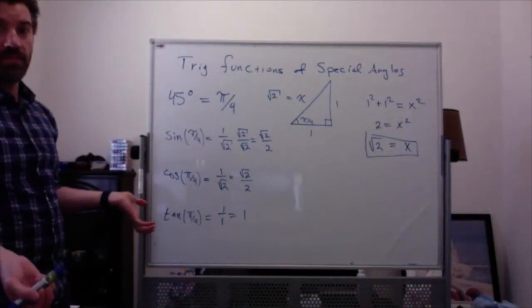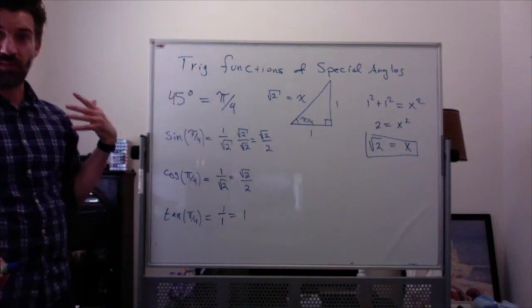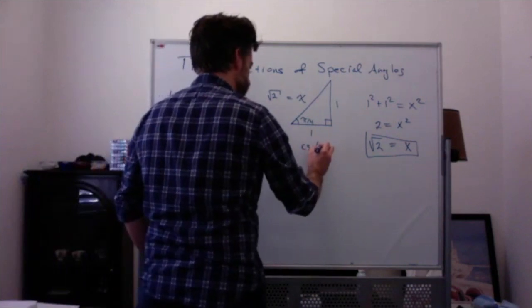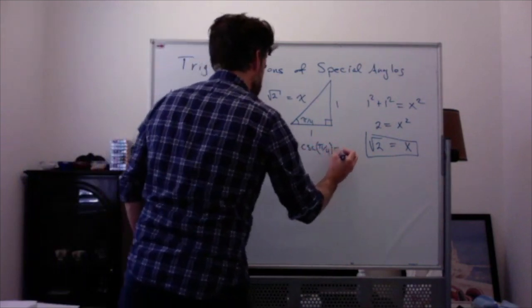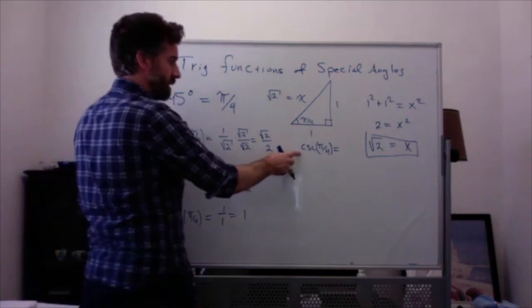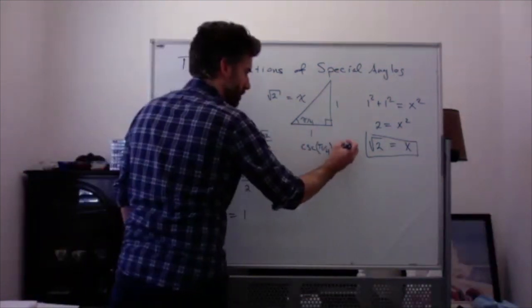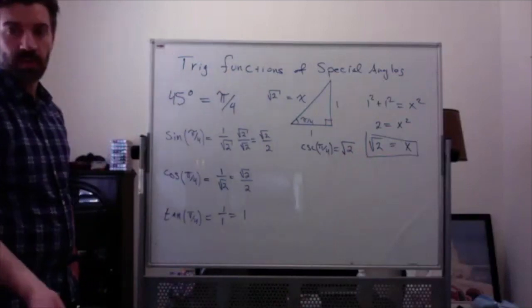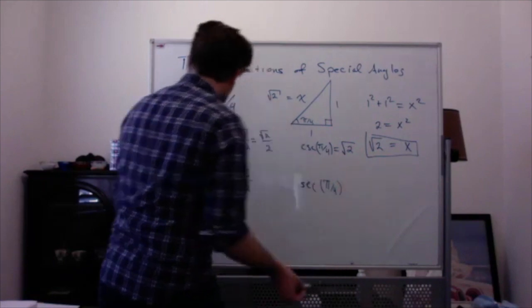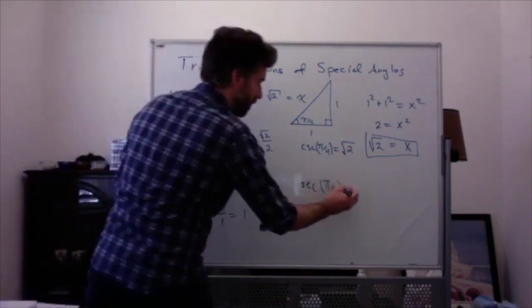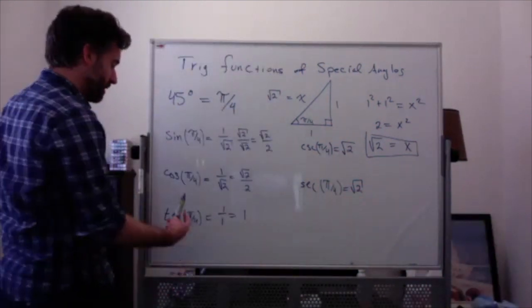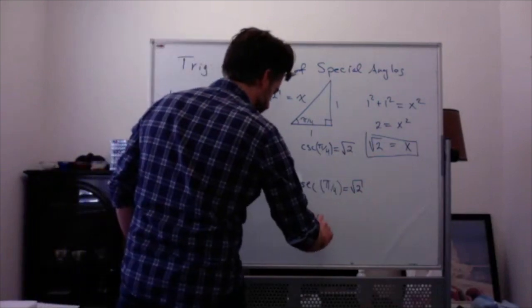And then for the rest of them, I'm not going to look at my triangle anymore. I'm going to use the reciprocal properties. I'm going to use the fact that cosecant is the reciprocal of sine. So if sine of pi over 4 is 1 over root 2, cosecant of pi over 4 is root 2 over 1, which is just the square root of 2. And secant of pi over 4 is also going to be the square root of 2 because it's the square root of 2 over 1. And cotangent of pi over 4 is going to be the reciprocal of 1, which is just 1.